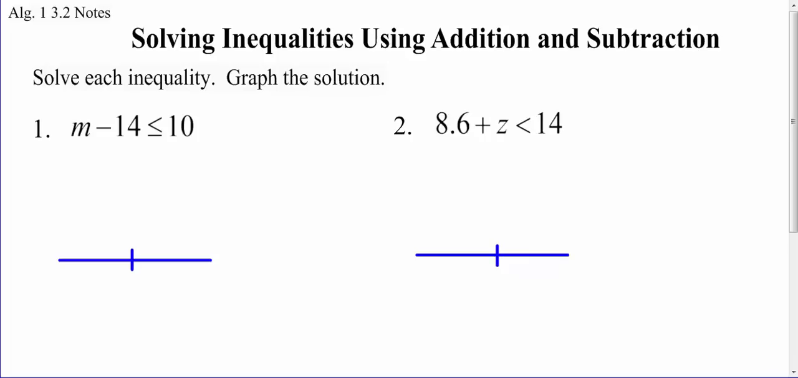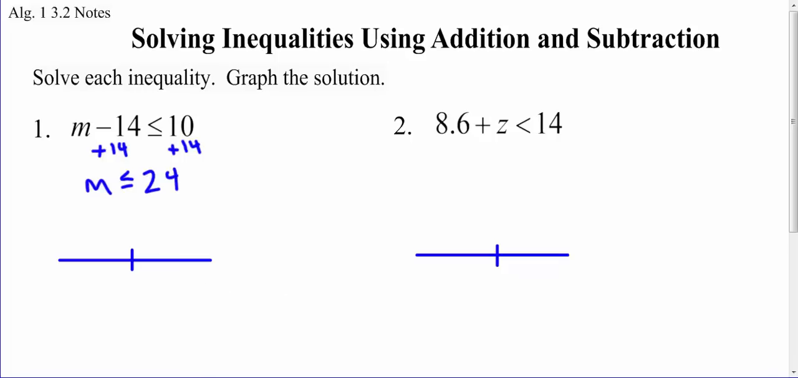Alright, so let's take a look at this. We're solving inequalities using addition and subtraction. We will solve and graph. So here we go. First one, m minus 14 is less than or equal to 10. Folks, what we're going to do is treat this inequality as if it's an equation. So we will just simply add 14 to each side. And I'll have m is less than or equal to 10 plus 14, which is 24.